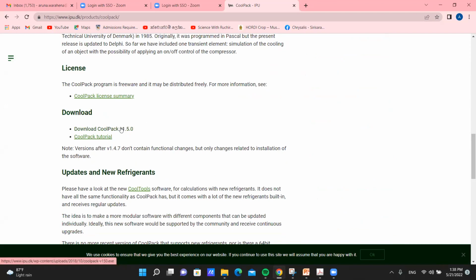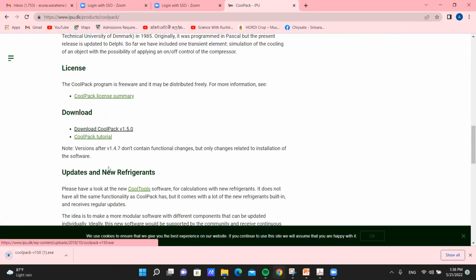So you click here, the download Coolpack version 1.5.0. See, it automatically downloads. It's a small executable file. You can run it. Okay, that's all.